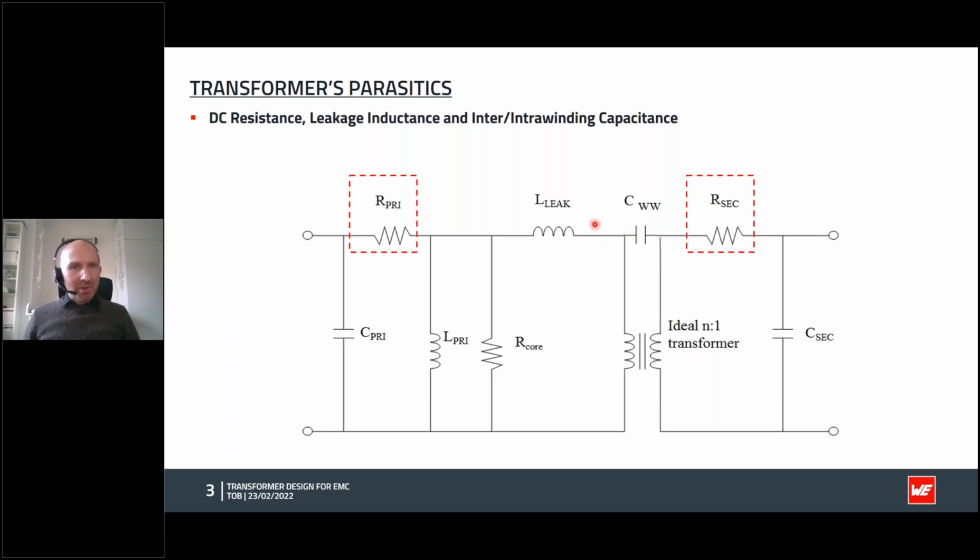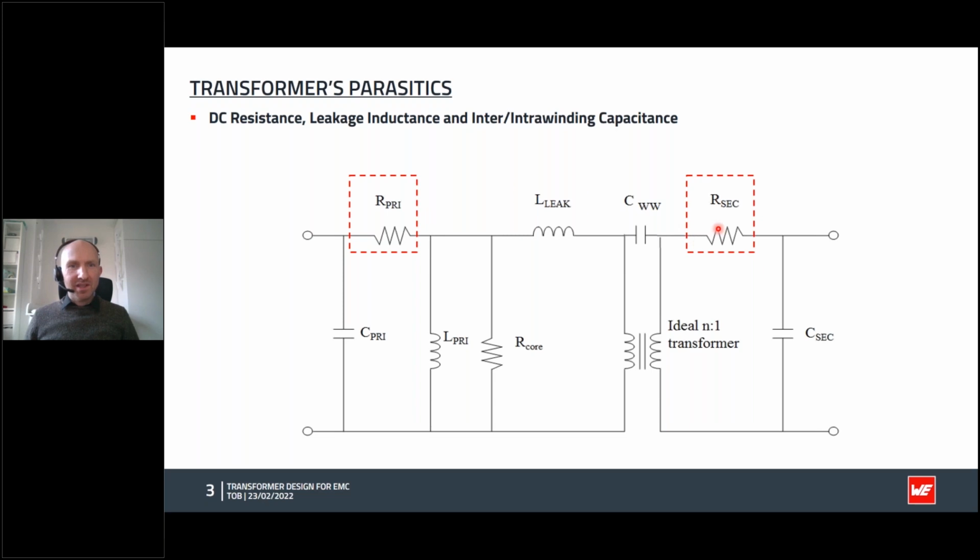So what are these parasitic elements? Well, we have resistance of the windings. The transformer is made up of several turns of wire, copper wire usually, wound around a coil. These obviously have some resistance, and the longer the copper and the thinner the diameter, the higher the resistance is. So we have this on the primary and the secondary.